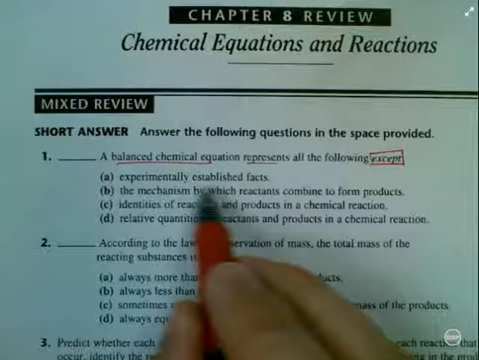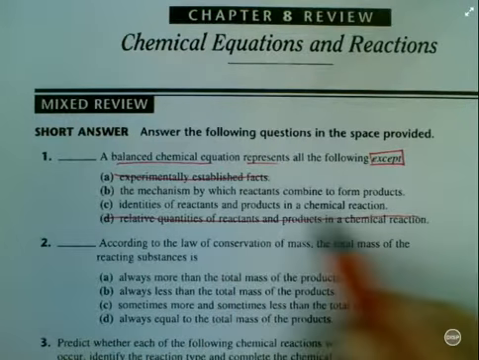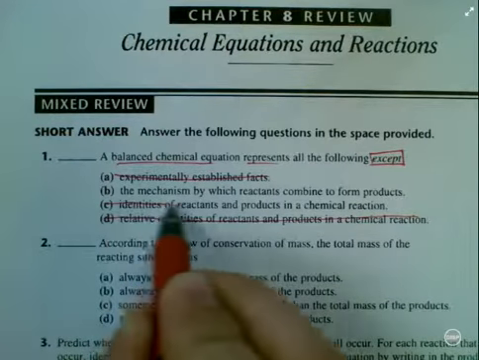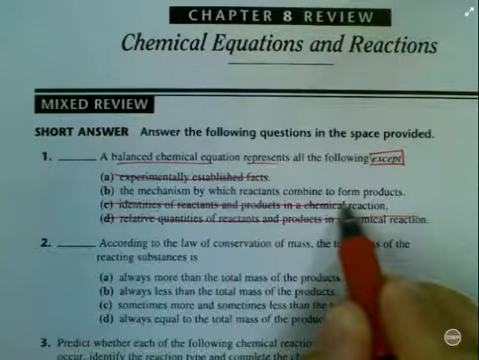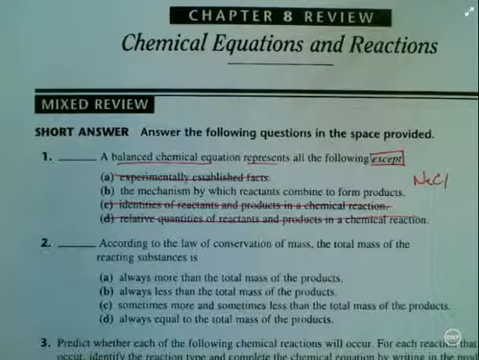Experimentally established facts. It does that. Relative quantities of reactants and products in the chemical reaction, definitely does that. That's an identity. Yeah, that's telling you what it is.